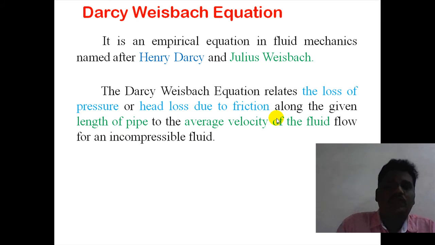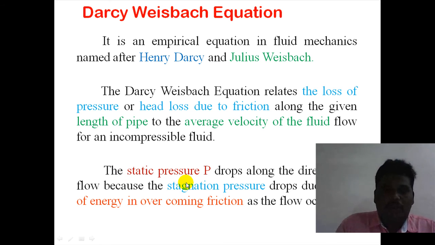The Darcy equation is generally used to determine the friction factor and head loss due to friction along a given length of pipe, along the entire length of the pipe, as well as the average velocity of an incompressible fluid flowing. The static pressure drops along the direction of flow. The static pressure P drops whenever the fluid is flowing. Pressure drop occurs in the direction of flow because stagnation pressure drops due to loss of energy in overcoming the friction as the flow occurs. There is a loss of energy due to friction.